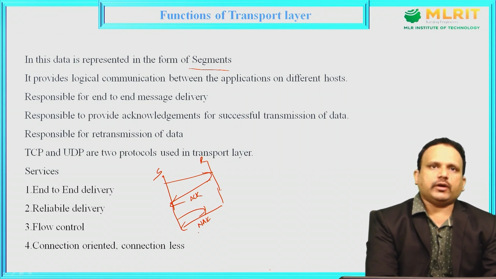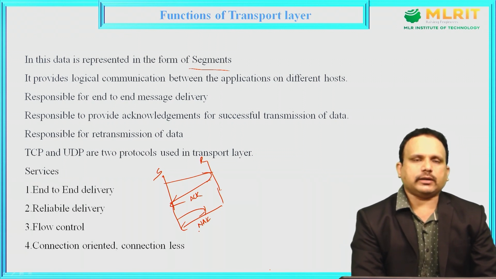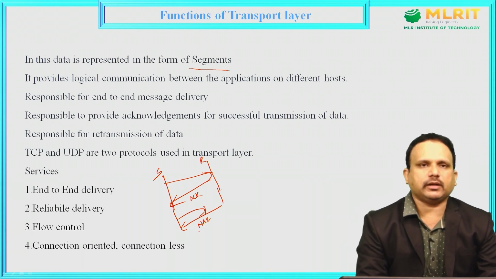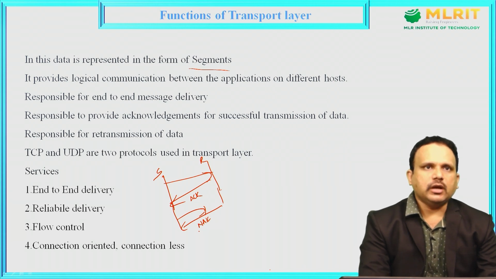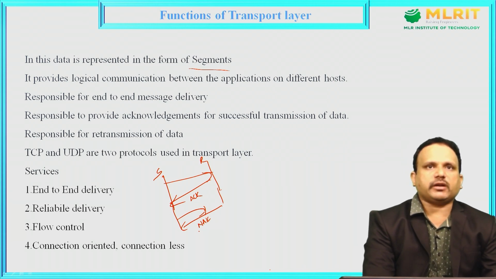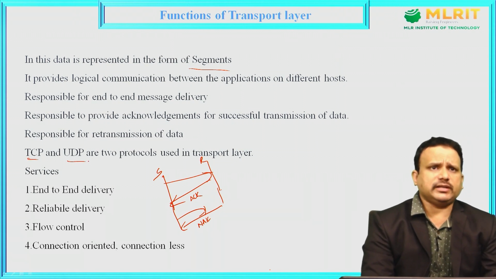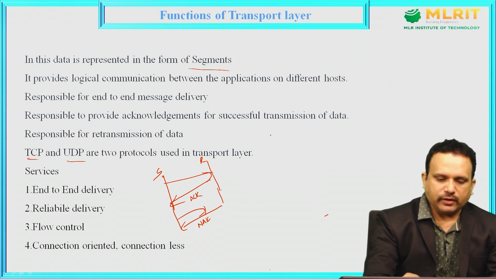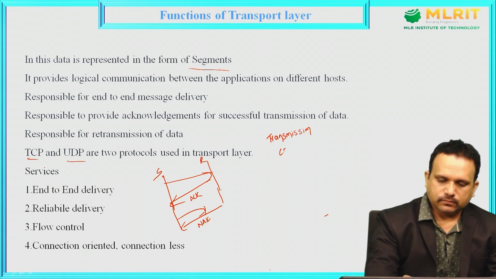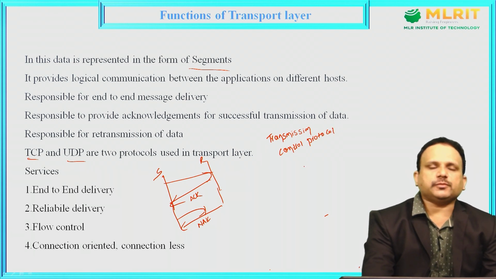So what is the ultimate solution for packet loss or data corruption? We are supposed to retransmit that particular data. The only solution is retransmission. And what are the protocols used in this transport layer? Those are TCP and UDP. So what does TCP stand for? TCP stands for Transmission Control Protocol. So it is a Transmission Control Protocol.